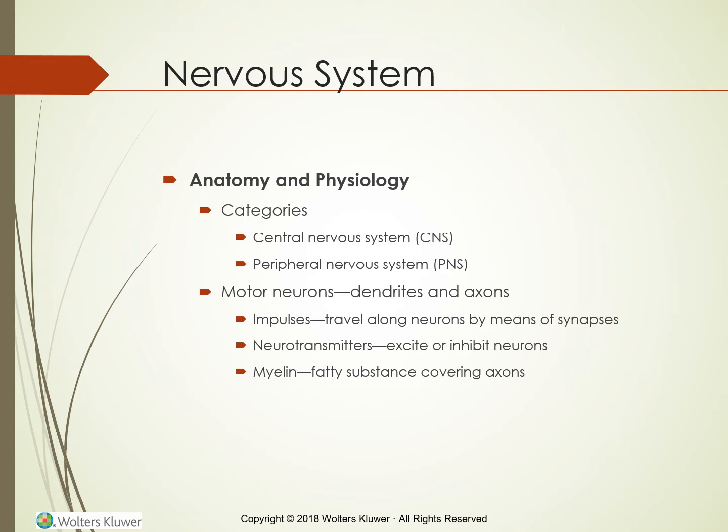Anatomy and physiology. The nervous system is divided into 2 anatomic divisions, the central nervous system, CNS, and the peripheral nervous system, PNS. The basic structure of the nervous system is the nerve cell, or neuron. Neurons are either sensory or motor. Sensory neurons transmit impulses to the CNS, and motor neurons transmit impulses from the CNS.